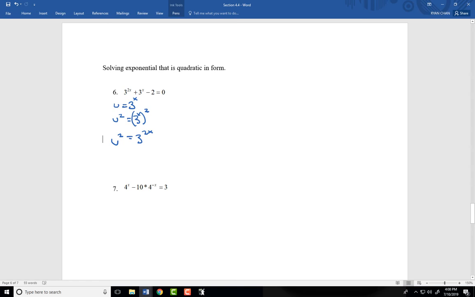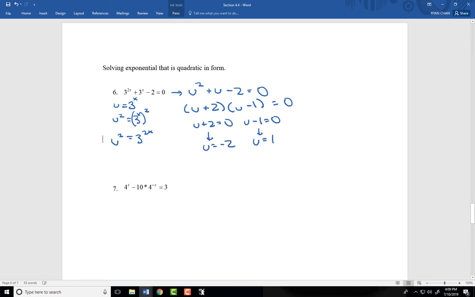So notice this becomes the following now. This becomes U squared plus U minus 2 equals 0. I'm doing substitution. The reason why we do this is because now it's in quadratic form, and then I can just factor this. Okay? So this is going to be U plus 2 times the quantity U minus 1. I'll set both of these equal to 0. So I have U is equal to 1. And then I solve this one equal to 0, and I have U is equal to negative 2.